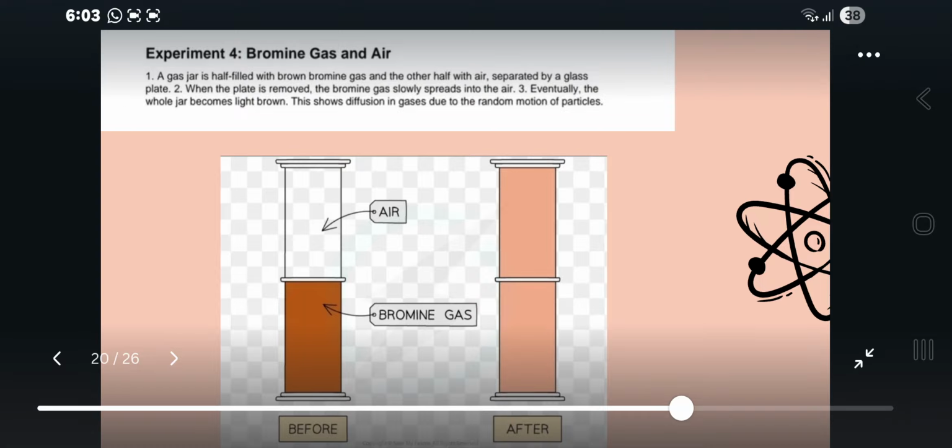Okay, yes, we will learn these right now. I'm just giving you the introduction of these experiments. We are not learning them in details. In the next topic, inshallah, we will learn them. Okay, yes.